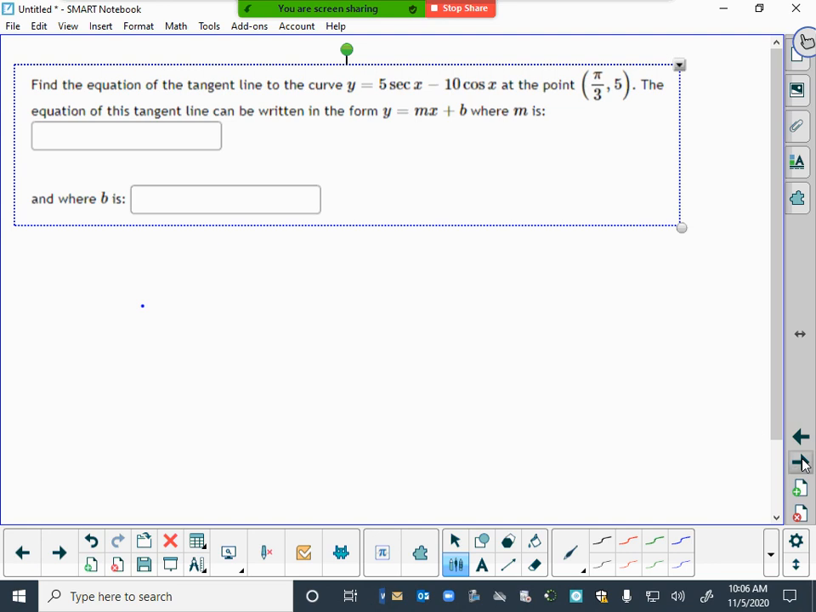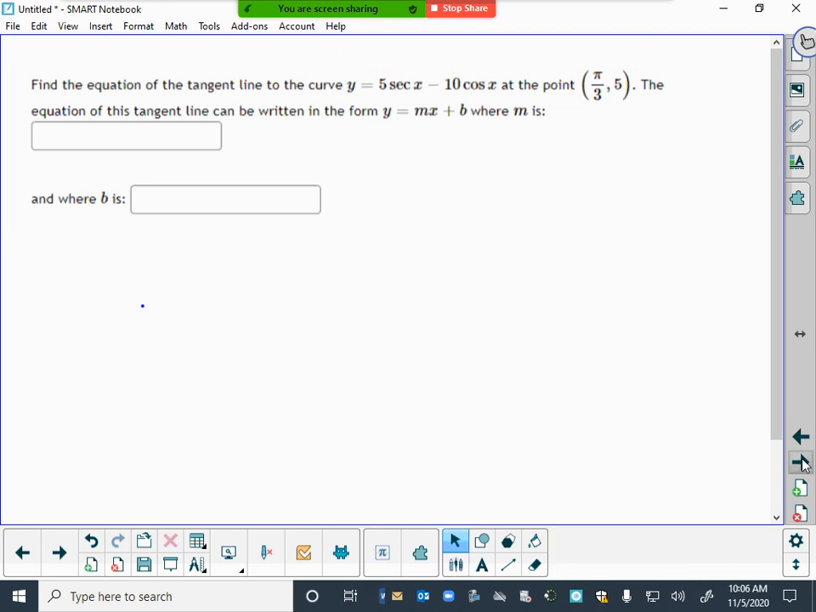Okay, let's see. For this one, let that go away. Find the equation of the tangent line to the curve y equals secant x minus 10 cosine x at the point pi over 3 comma 5. It was nice of them to give the y coordinate to us. It says the equation of that tangent line can be written as y equals mx plus b, and they want to know what the slope is and what the y-intercept is.